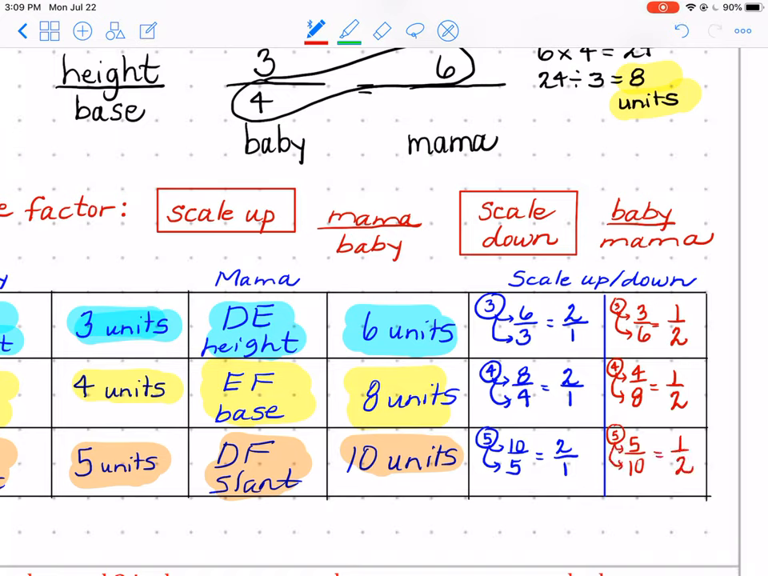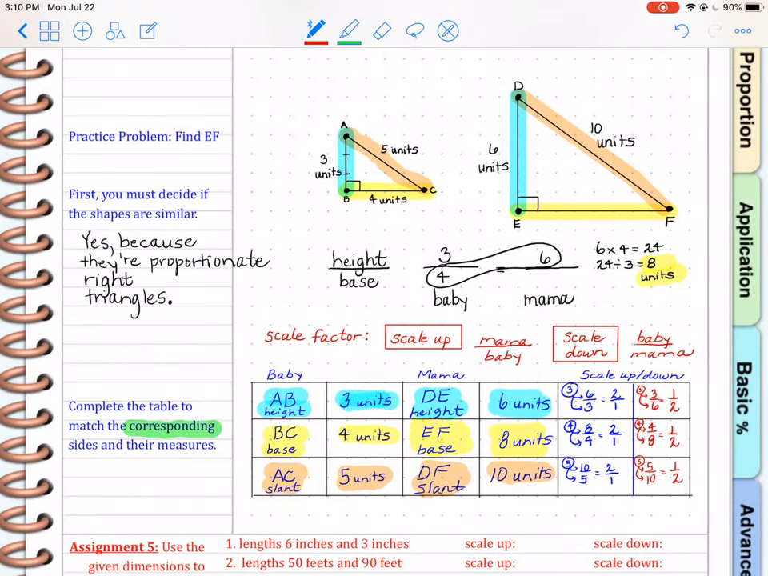Doesn't matter which set of numbers you use, you're going to get the same answer because the Mama and the baby are proportionate. And I know this is terribly complicated. If you need some help with it, you need to call me or email me and we'll get it worked out. I know this is a little bit hard to follow. So please don't hesitate to get in touch with me if you need the help.